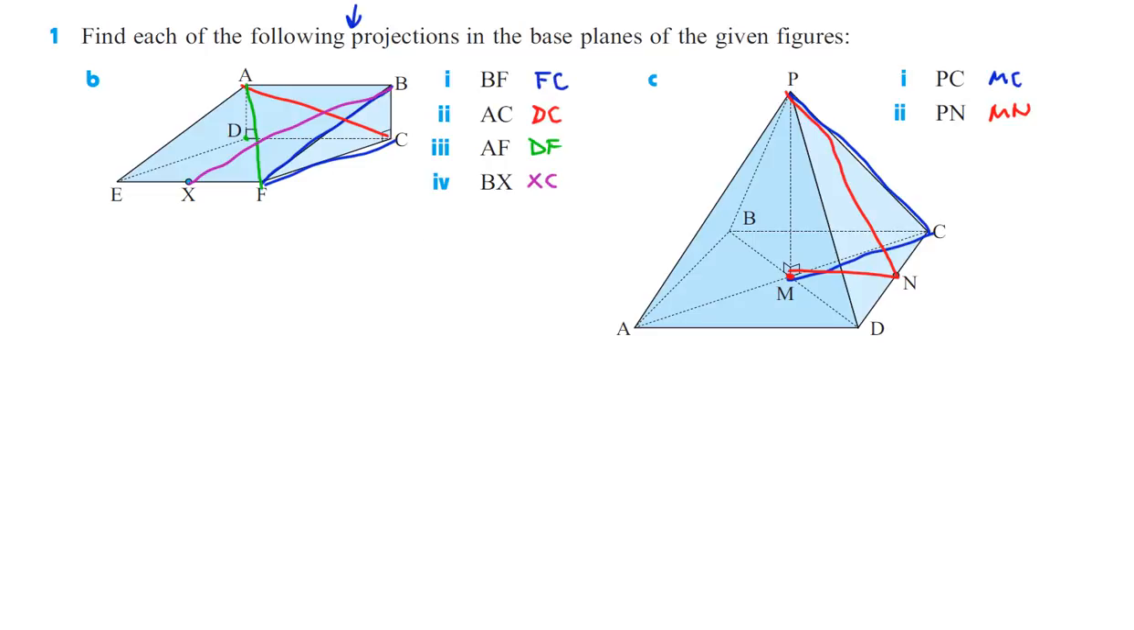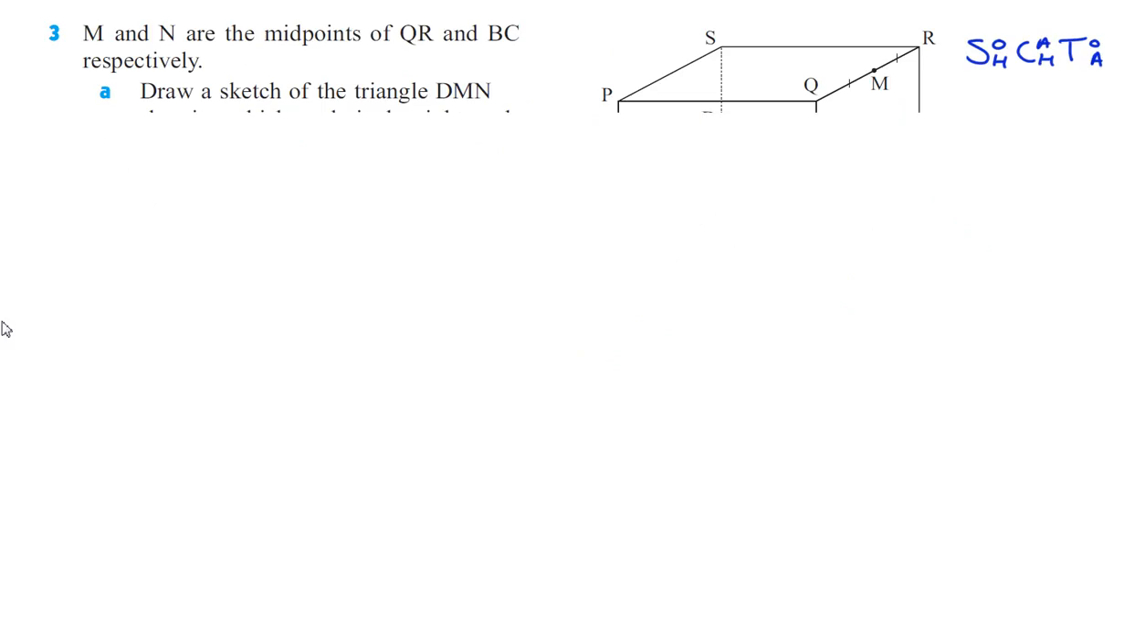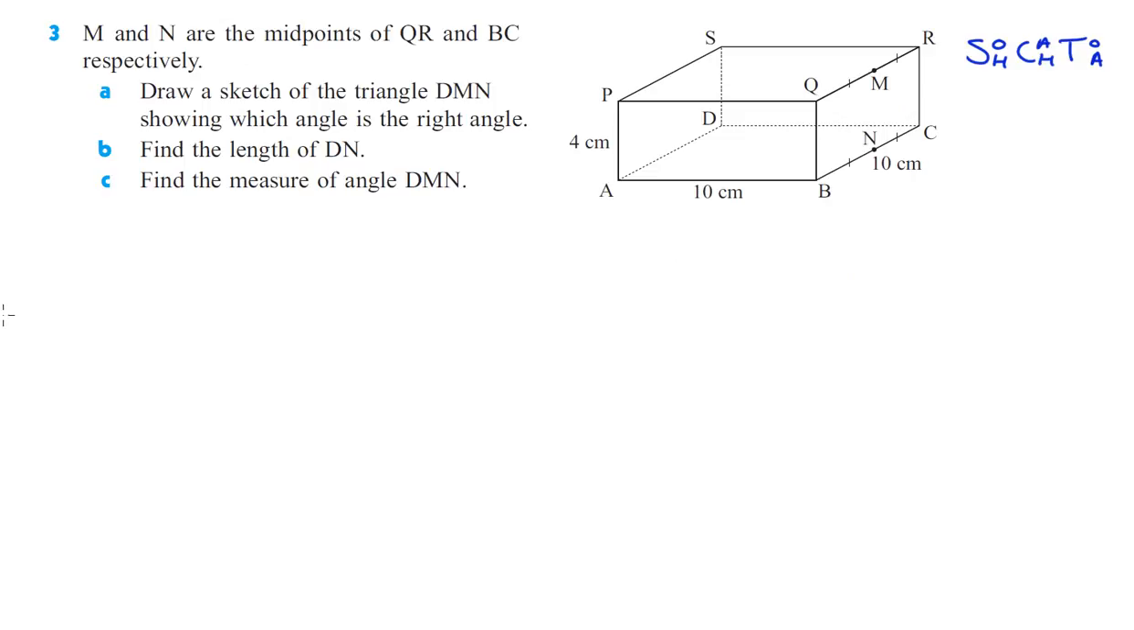Okay? Okay. Let's see. M and N are the midpoints of QR and BC respectively. Draw a sketch of the triangle DMN. So let's see, DMN. So that's this here.